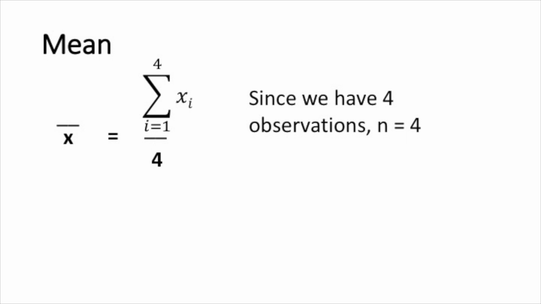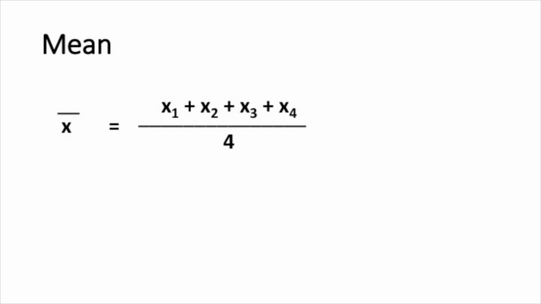And since we have 4 observations, we can write it as summing from the first to the 4th observation of our variable. And here's how we can translate that fancy notation. It's just x1 plus x2 plus x3 plus x4 divided by 4.